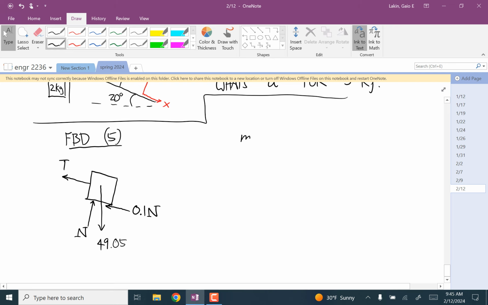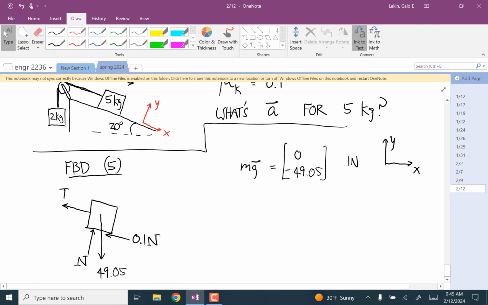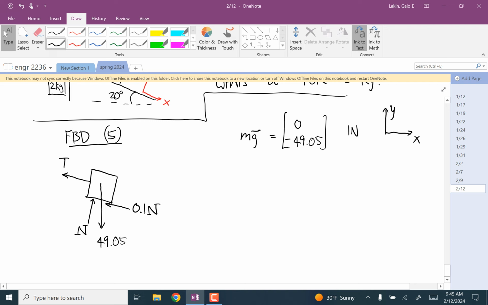The weight force vector, so mg, is 0, negative 49.05 in a coordinate system like this, right? So we can think of that as our original coordinate system. And now we just have to think about what rotation matrix we need to transform from this into the red coordinate system. Okay, so if we're going from this to this.